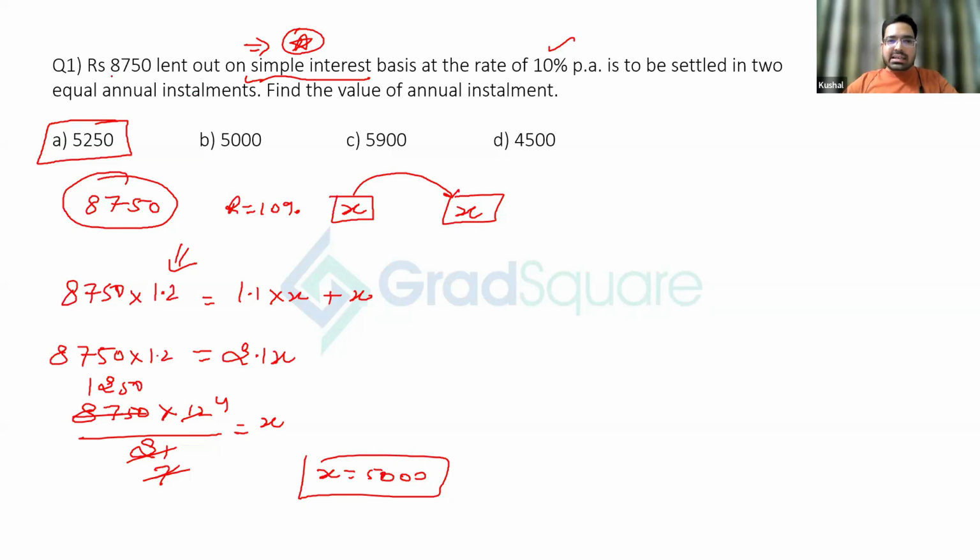Okay, now understand 8750 was lent out on simple interest, right? It is not compound interest. So when you look at 8750, what will be the value at simple interest at the end of 2 years? It is going to grow by 10% of 8750 for how many years? 2 years, correct? This will be the simple interest. Amount will be nothing but you will have to add 8750 to this. So this is basically becoming 20% of 8750 plus the principal, which will make it 1.2 times of 8750. That's the first part.